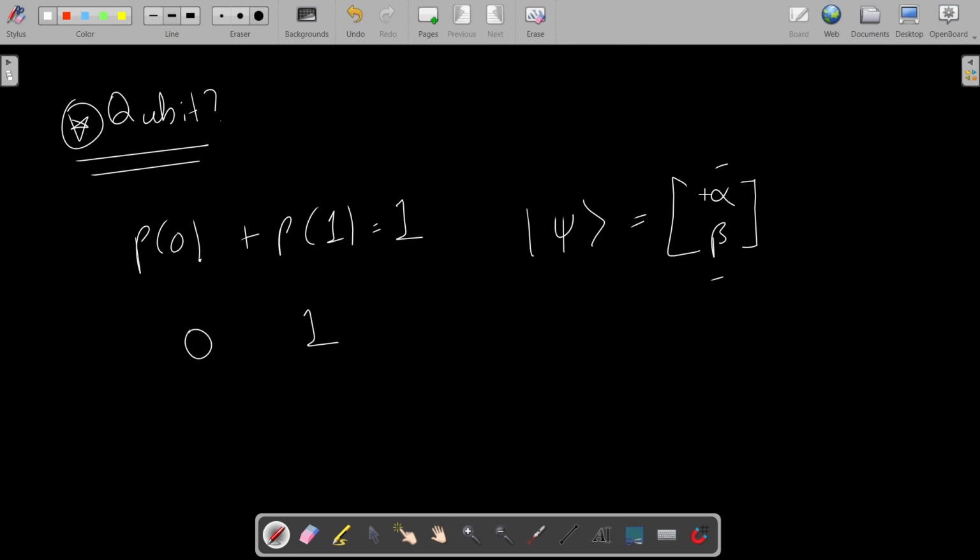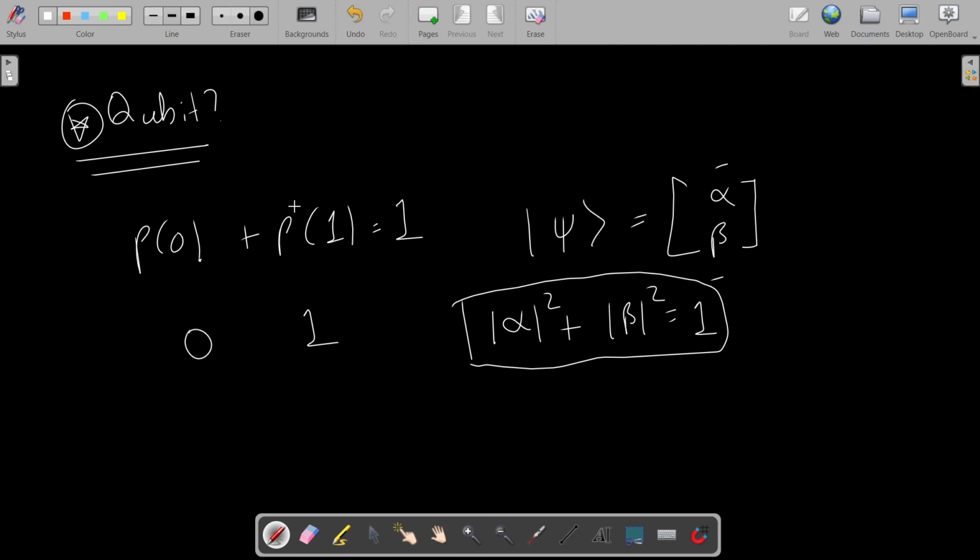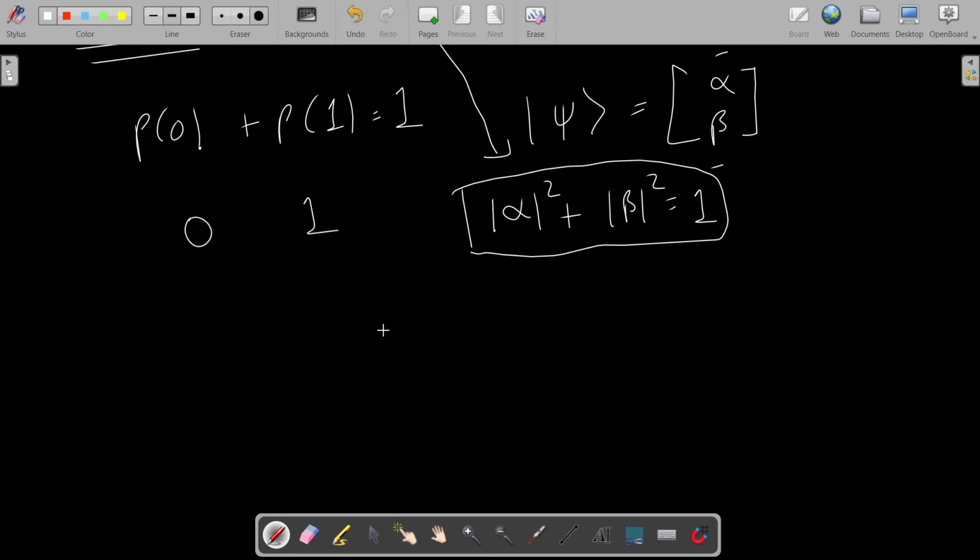Then let me write this. The absolute value of alpha squared plus the absolute value of beta squared is equal to 1. This is the defining equation of a qubit. Let's understand this with an example.